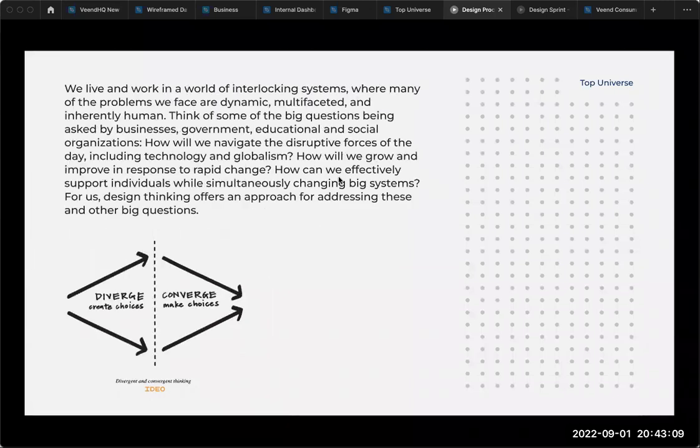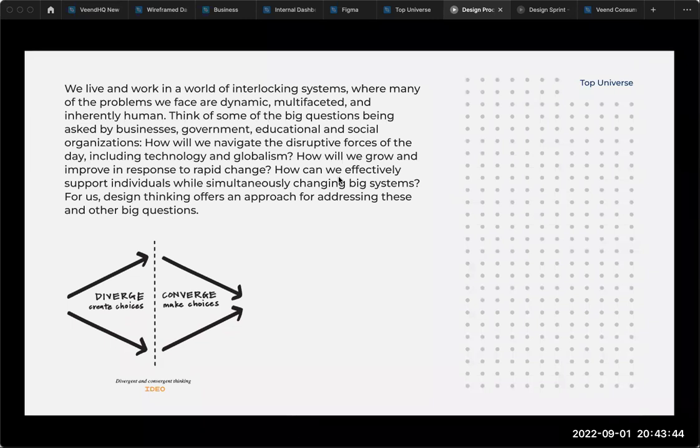Then we live and work in a world of interlocking systems where many of the problems we face are dynamic, multifaceted, and inherently human. So take up some big questions being asked by businesses, governments, educational and social organizations. How will we navigate the disruptive forces of the day, including technology and globalism? How will we grow and improve in response to rapid change? How can we effectively support individuals while simultaneously changing big systems? For us, design thinking offers an approach for addressing these and other big questions.